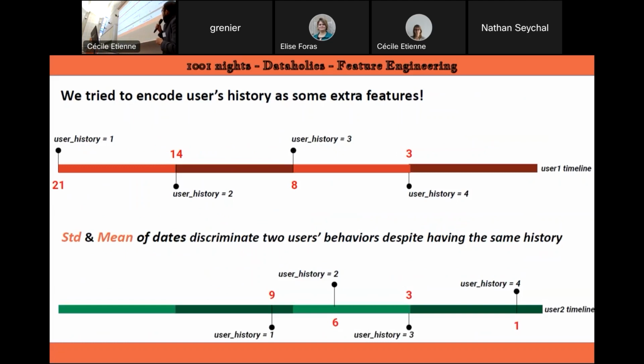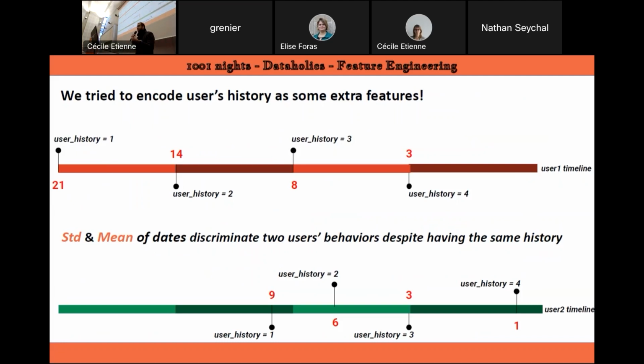But as you can see, the number of times that the user makes a query is not enough. It is necessary to include as a feature, but it's not enough. You can see the dates 21, 14, 8, and 3 are more spread out than the green user's 9, 6, 3, and 1. So the recommender system says that the green user is in more of a rush, he's more intent on going to Paris. So let's take as much money as we can from him. And they do it. They actually do it.